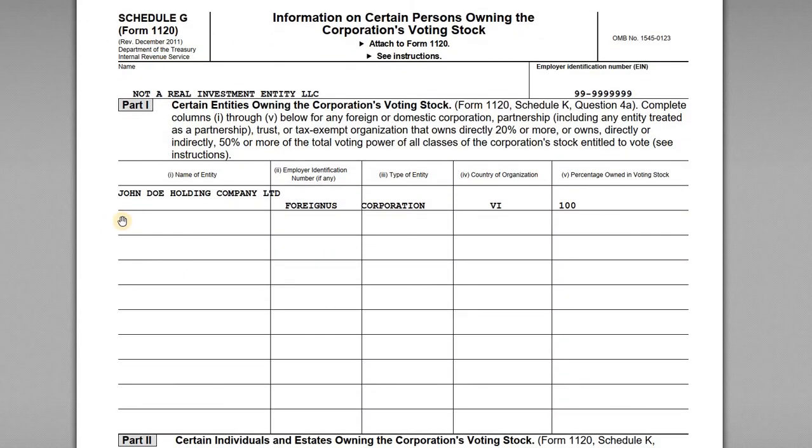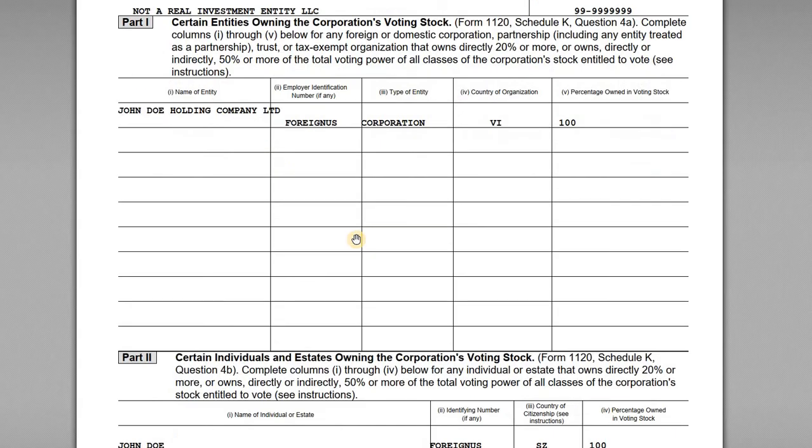Schedule G, we have the information on the entity owning the corporate stock. So the 100% owner here is John Doe Holding Company Limited. It's a corporation set up in the BVI, and it owns 100% of the stock. And the EIN, the company does not have its own EIN, and that's okay for these circumstances, so you can put foreign U.S. as a placeholder.